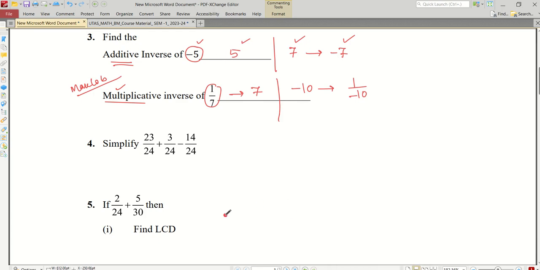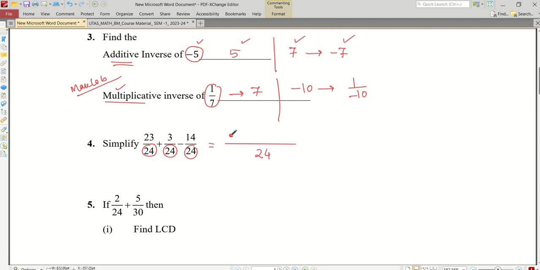Now I have written one question here. Like say, what is the question? Is equal to. Now you need to simplify. So what is this? Look here, 24, 24, 24. Same number. So least common denominator will be 24 here.